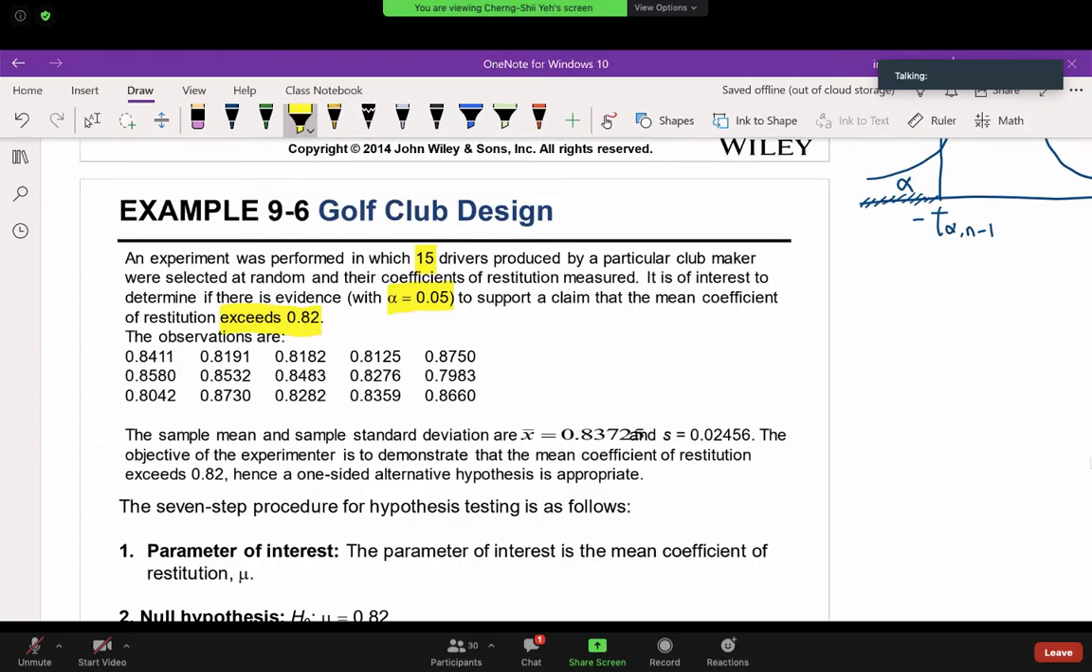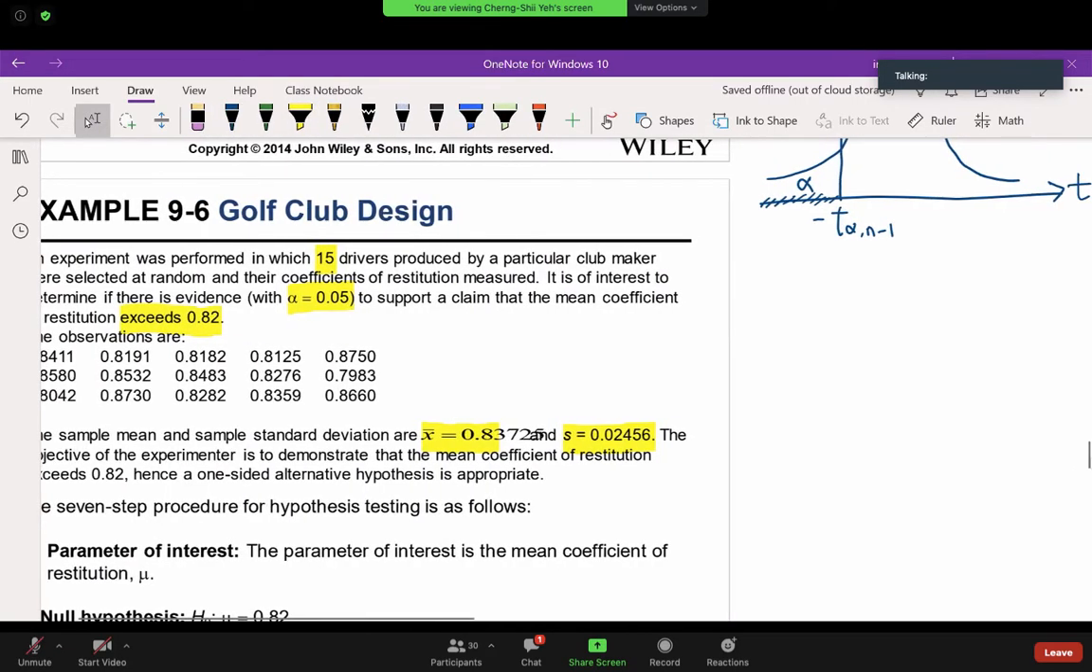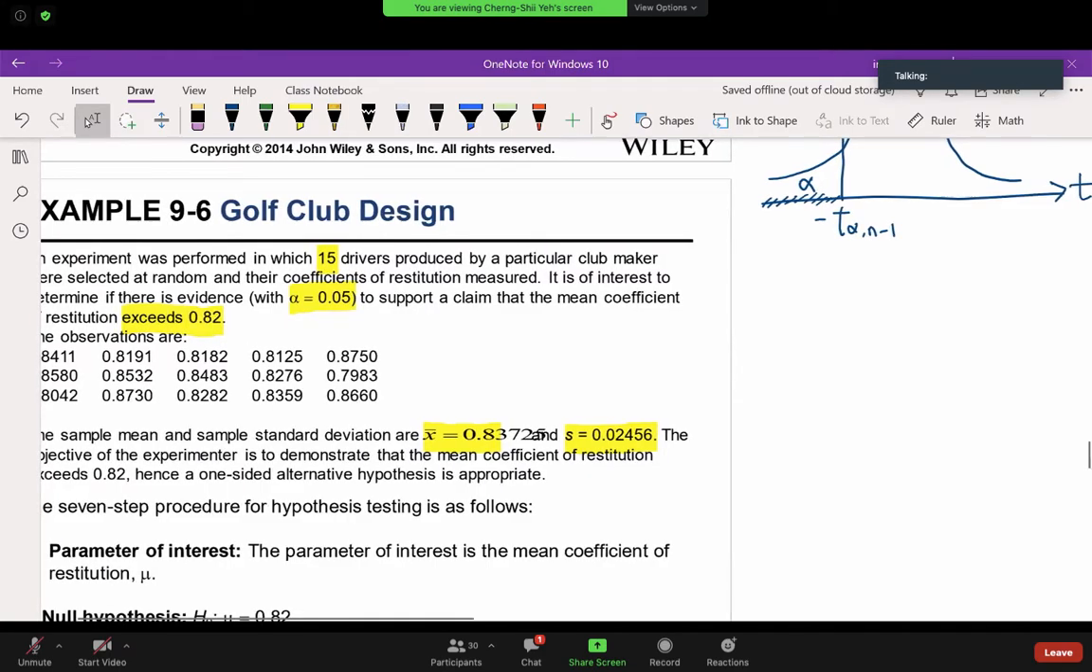That's my alpha. I can simply give you the question like this and ask you to derive your sample mean and sample standard deviation, but here we have it. So let's go down to our hypothesis testing. Let's perform our hypothesis testing.